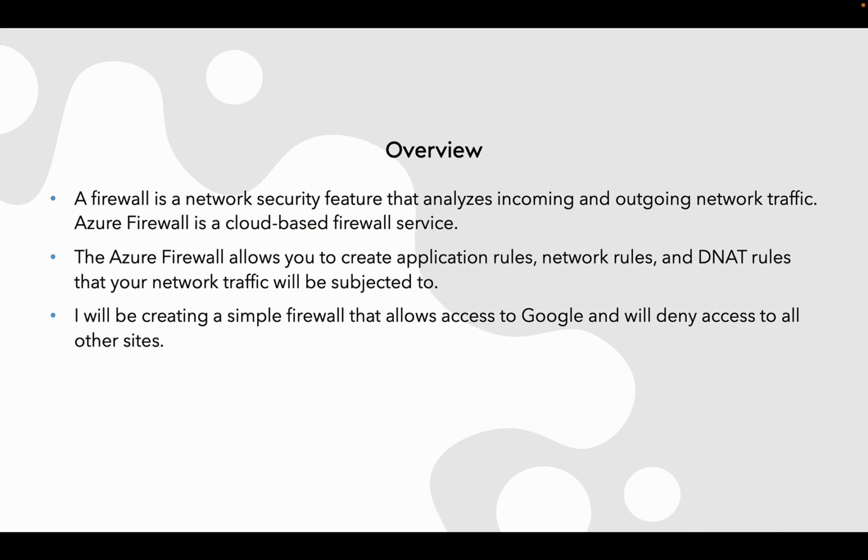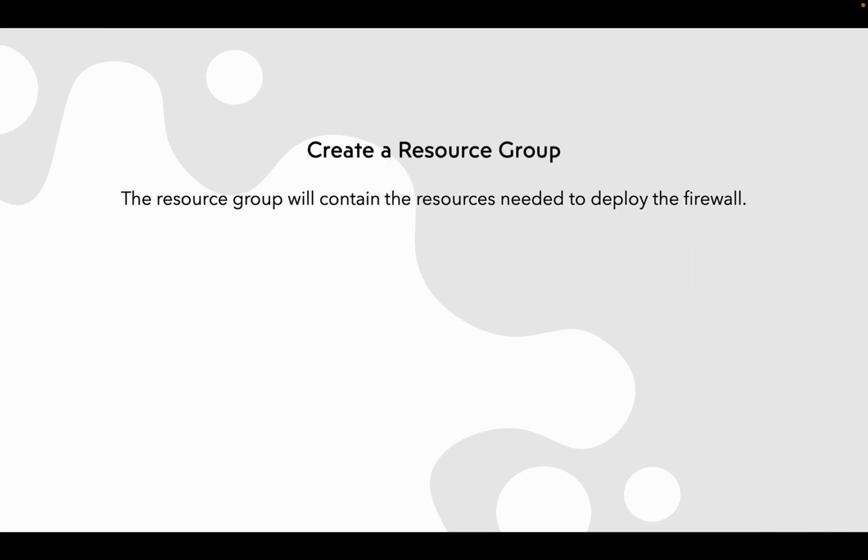The firewall allows you to create application rules, network rules, and DNAT rules that your network traffic will be subjected to. I will be creating a simple firewall that allows access to Google and will deny access to all other sites. The first step is to create a resource group. The resource group will contain the resources needed to deploy the firewall.